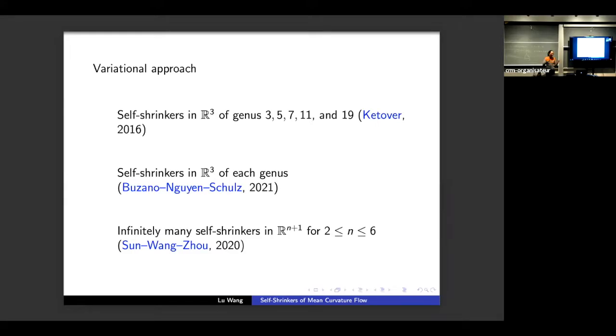They have some common unstable modes, like translation or dilations. So there are no stable self-shrinkers, and then you can't use the minimizing approach to construct self-shrinkers.